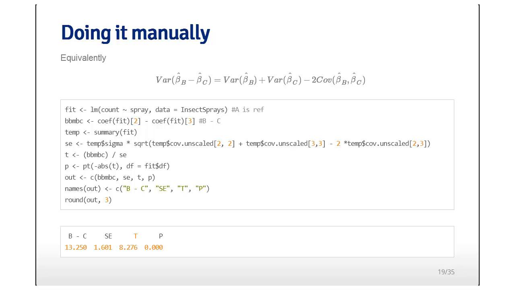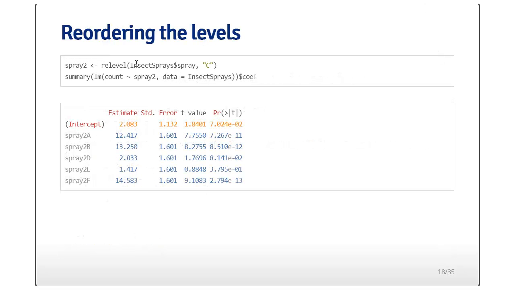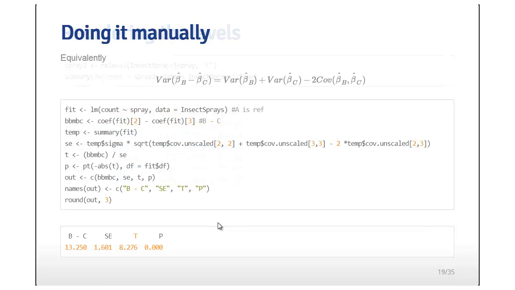Of course, that's not how you want to do it, right? You just want to re-level it so that C is your reference level. It's so much faster. But at any rate, this trick comes in handy for me sometimes.